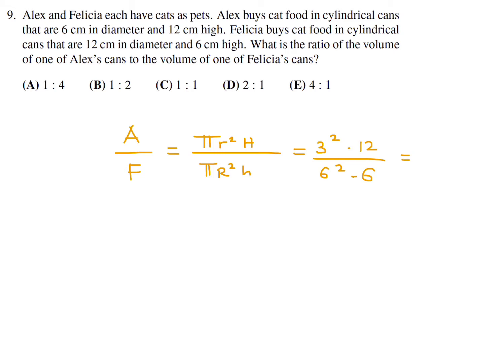So that means if we do this, this cancels with that, so we get 2 over 1, and then 9 over 36, so 1 and 4, and these are multiplications. So 2 over 4, so that's just a half, so 1 to 2. So therefore, number 9, the answer is B.